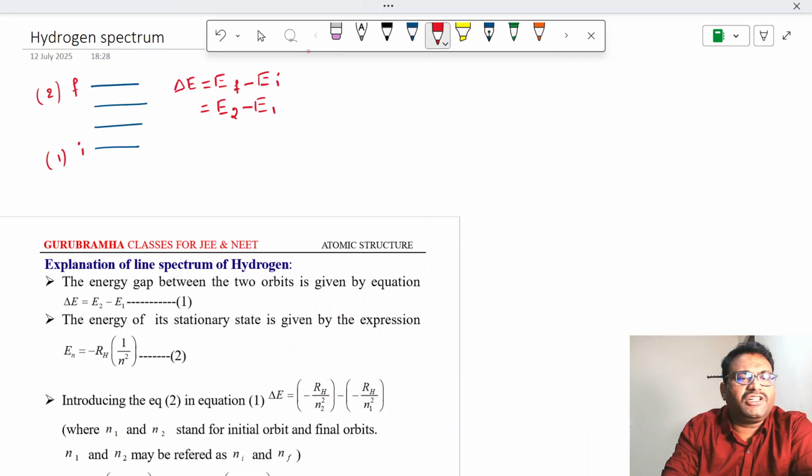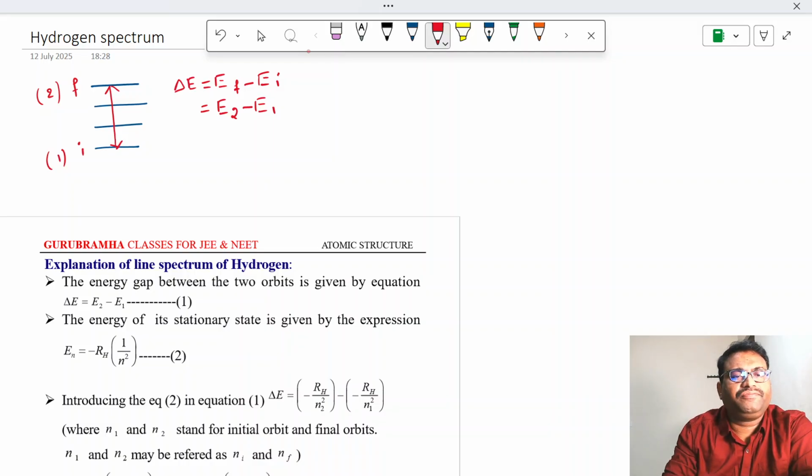So the difference in these energy levels gives you the amount of energy absorbed or released. When it is moving from a lower energy level to a higher energy level, it is absorbing. By absorbing energy, it moves to a higher energy level. By releasing energy, it moves from a higher energy level to a lower energy level. Right? The difference is given by delta E.